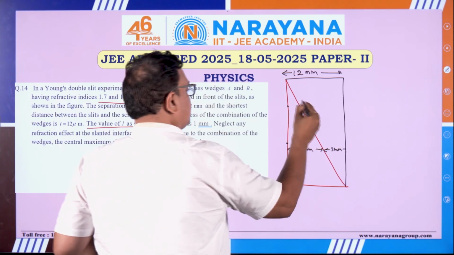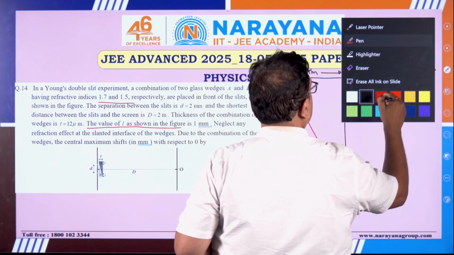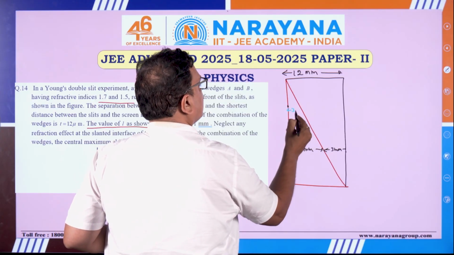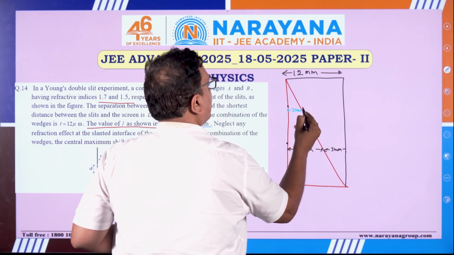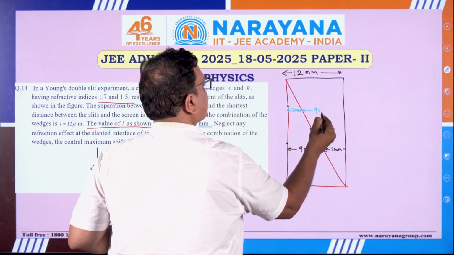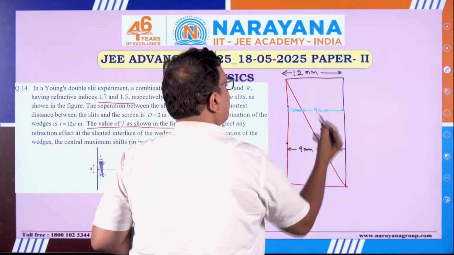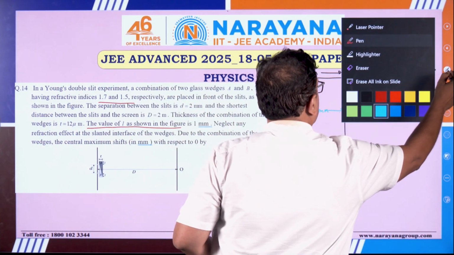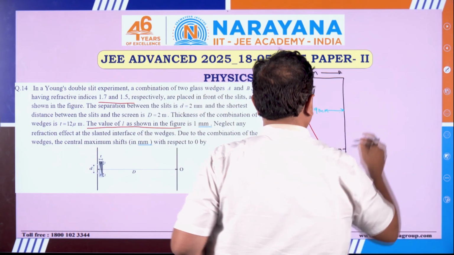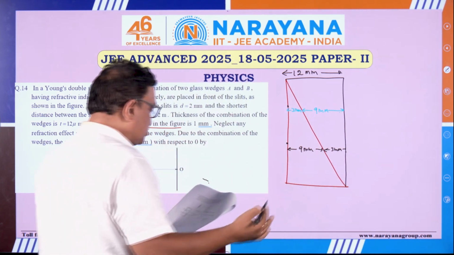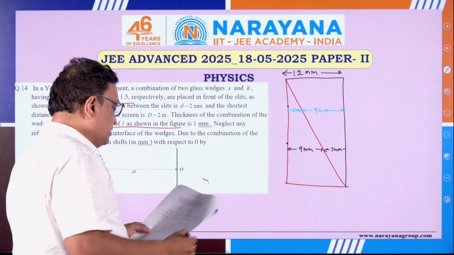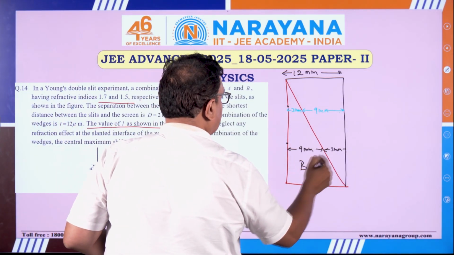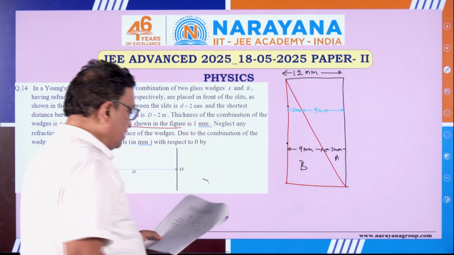Similarly, at this part you will face 3 mm and the remaining part you will face 9 mm. But remember, the refractive index of these portions are different. One is 1.7 and the other one is 1. Now I am taking this as B for a while and this one as A for a while.